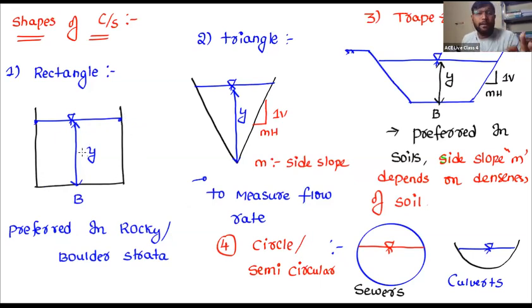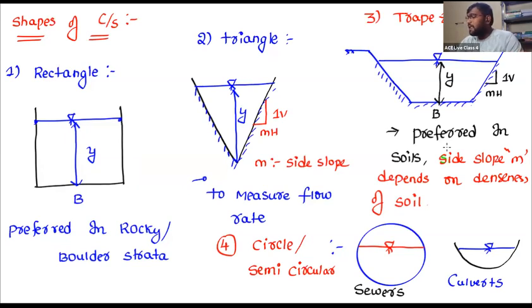What is meant by wetted perimeter? The wetted perimeter means the length of the solid boundary which is in contact with the water. Whatever the dashed line I am representing, that length. The length of the solid boundary which is in contact with the water, that is known as the wetted perimeter. Now, for the same cross-section area, out of all the sections, we look for whichever has the least wetted perimeter.